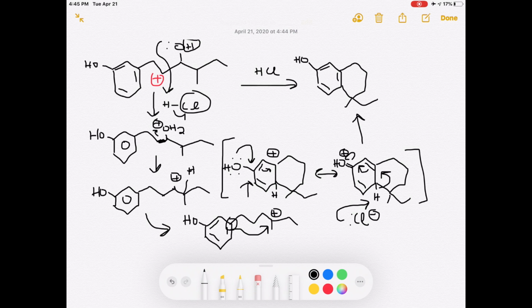So when rearrangements happen, you go from a less stable carbocation to a more stable carbocation. For option B, we're just going from a secondary carbocation to another secondary carbocation. So it is not an effective rearrangement, and it's implausible that it would occur during the reaction.